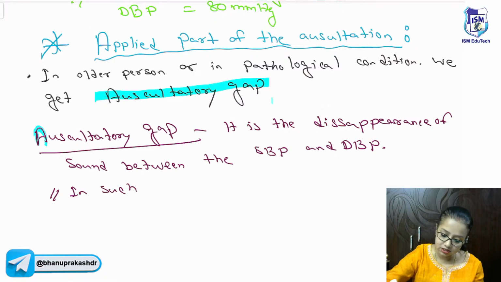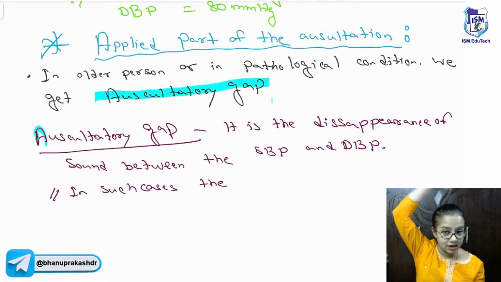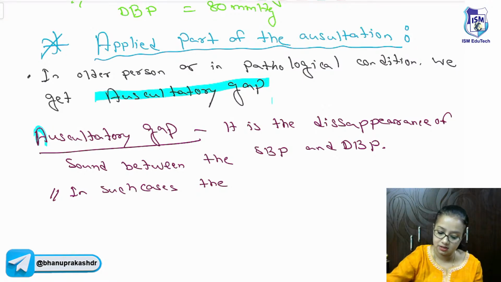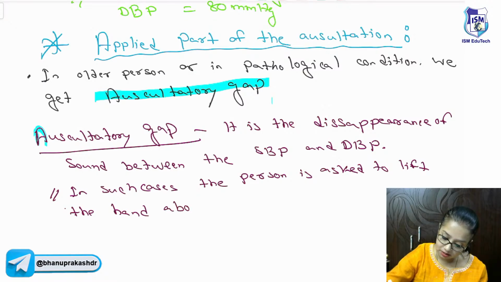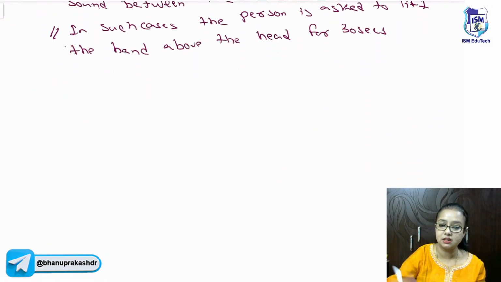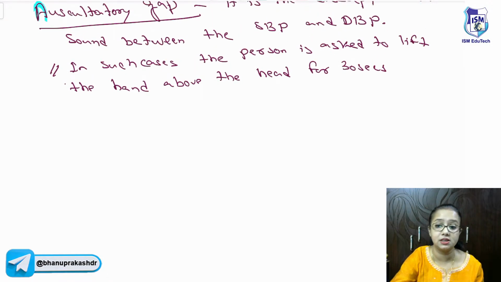So, in such cases, the person is told to raise the hand above the head and keep it for 30 seconds. Why is it done? If it is kept above the head for 30 seconds, the blood circulation increases and then again the auscultation is checked.